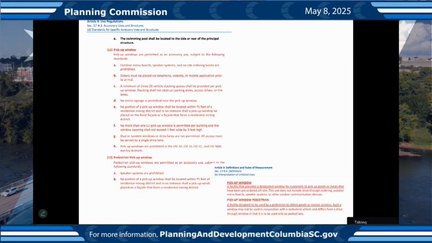Basically, it is a use to be regulated differently as a pickup window, where the order is placed in advance through the internet or phone and is picked up at a window by a vehicle or pedestrian. These uses do not employ order kiosks with speakers or lighted menu boxes and do not facilitate the same level of vehicular idling as a drive-through. So it would be more appropriate in locations where drive-through windows are currently not permitted.